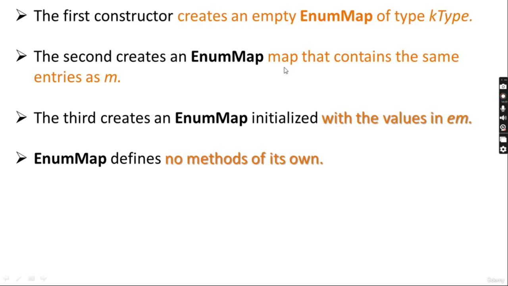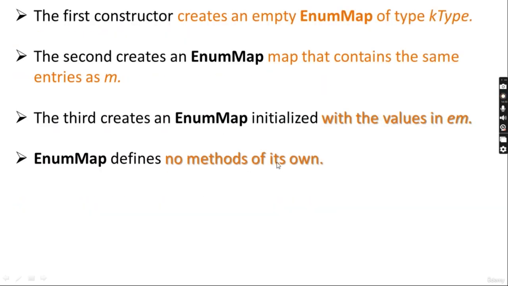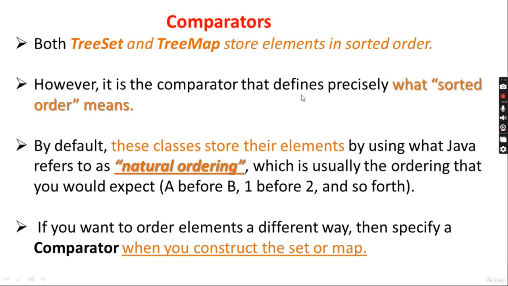The first constructor creates an empty EnumMap. The second creates an EnumMap that contains the same entries as this map object. And the third creates an EnumMap initialized with the values in the EnumMap object. Okay. EnumMap defines no methods of its own. Then comparators. We have told that we will be introducing the comparators shortly.